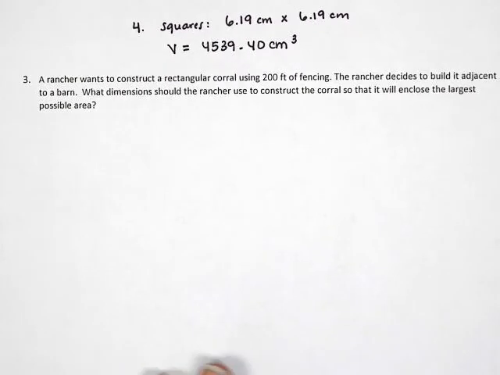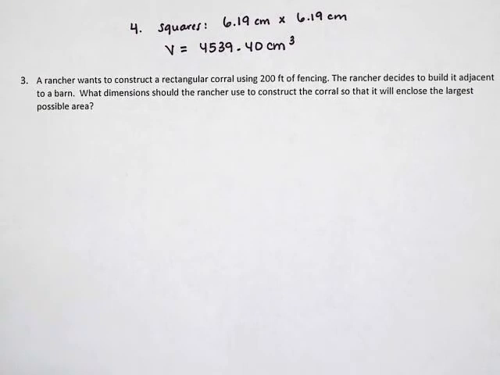Let's go ahead and try one more problem. So this problem is a pretty typical optimization problem. You probably recognize this if you read it carefully, because it actually is a problem you guys solved in pre-calculus as well. It says a rancher wants to construct a rectangular corral using 200 feet of fencing.